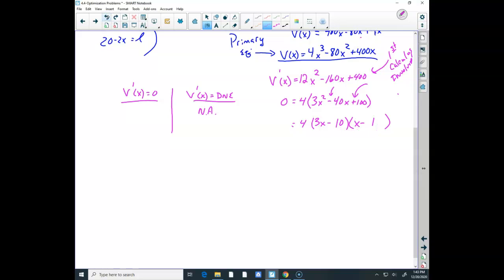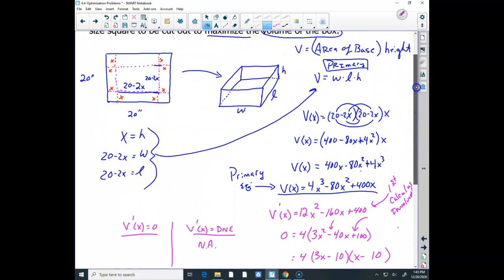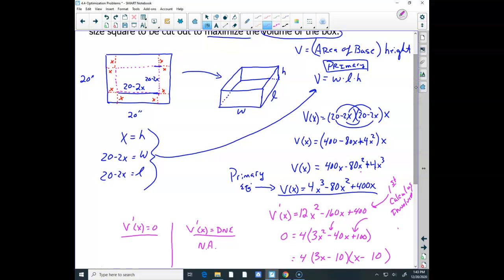That's what's going to happen when it's non-calculator, guys. So I can see my zeros are when 3x minus 10 equals 0. So that's really x equals 10/3, and when x equals 10. Now, what we really need to make sure we're focused on is, can I really have a critical value of 10? Well, if x was 10, that just means I really have 4 sheets, and I don't even have a box, do I?